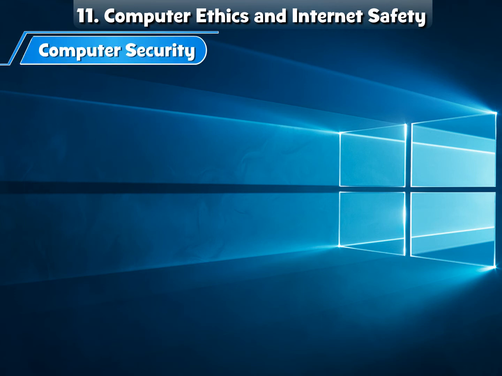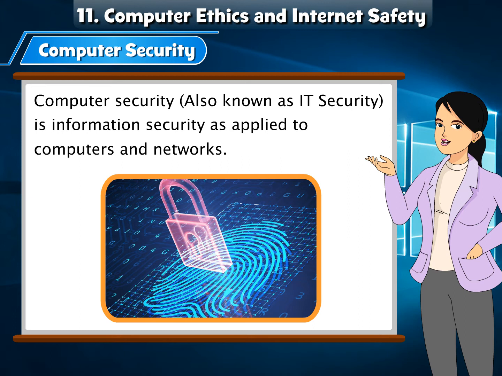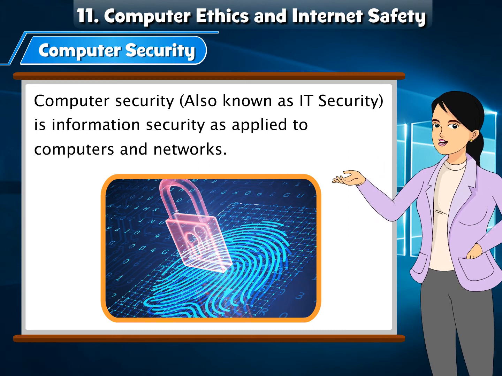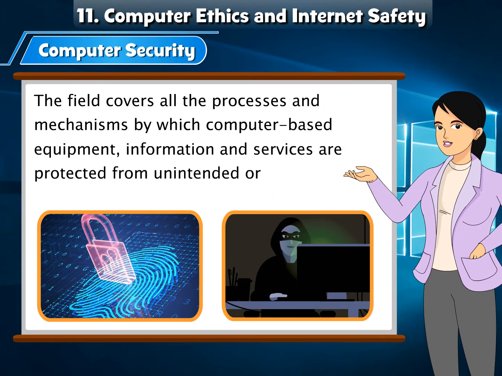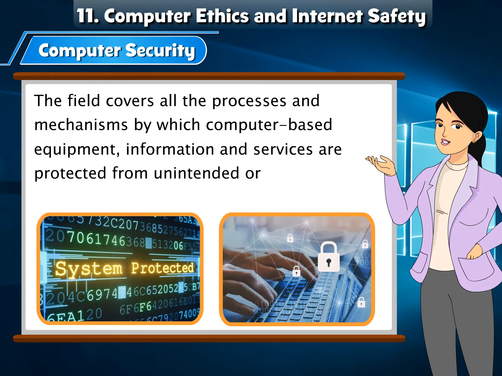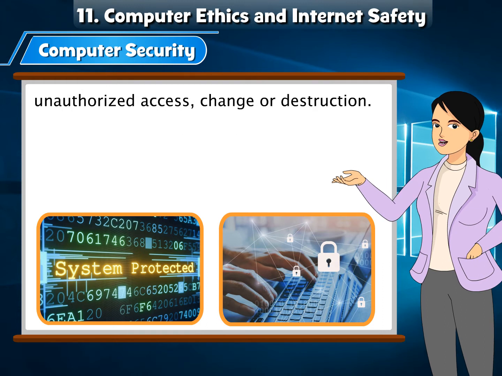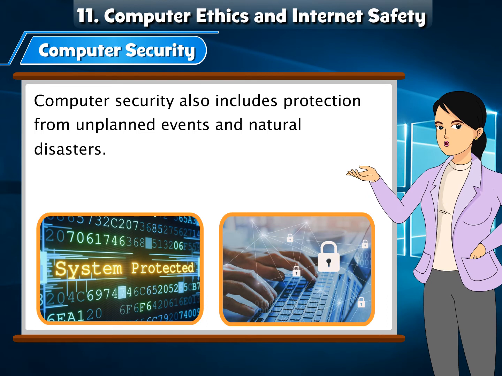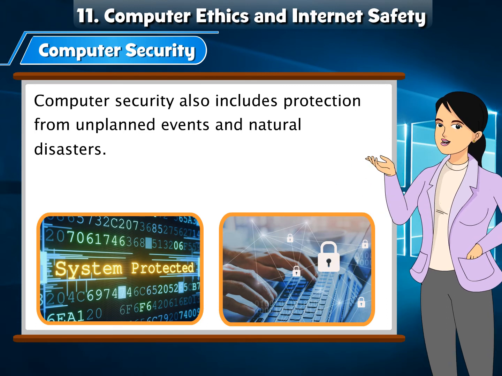Computer security. Computer security, also known as IT security, is information security as applied to computers and networks. The field covers all the processes and mechanisms by which computer-based equipment, information, and services are protected from unintended or unauthorized access, change, or destruction. Computer security also includes protection from unplanned events and natural disasters.